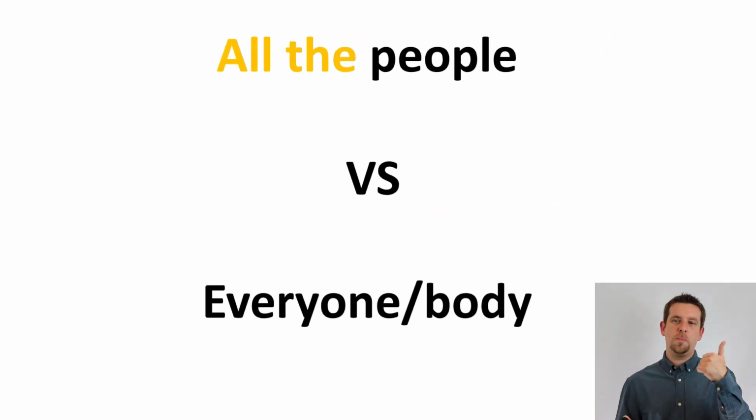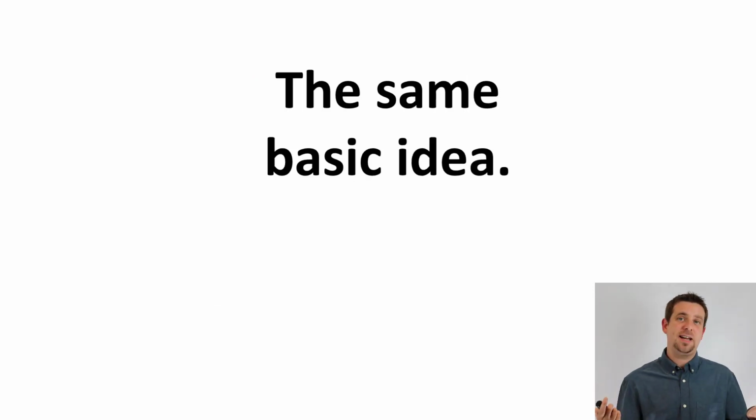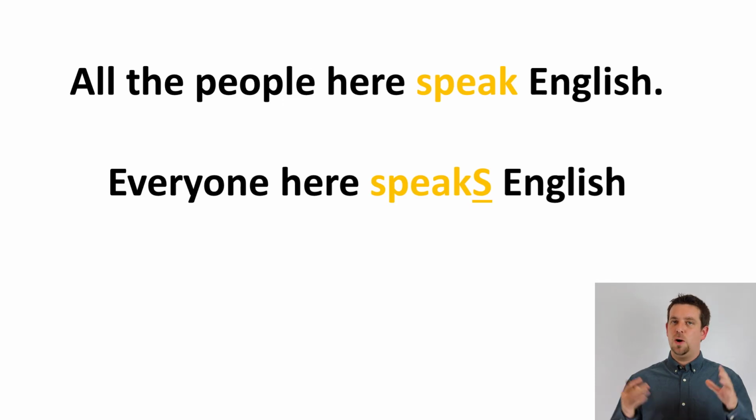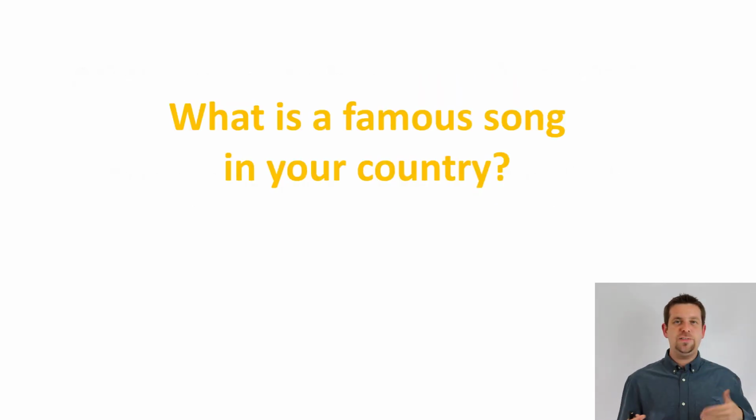Next one is all the people and everyone, everybody. It's the same basic idea. We're really talking about two ways to say the same basic idea. But remember from the first part of the video about how we conjugate all and then everyone. All the people here speak English, everyone here speaks English. That's the most important thing, and that's where we see most of the grammar problems with people when they try to reproduce this.